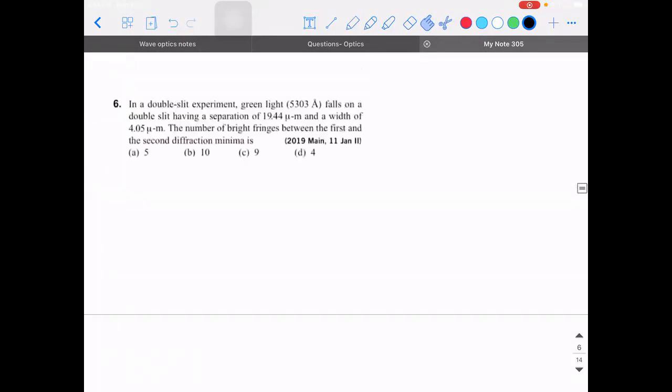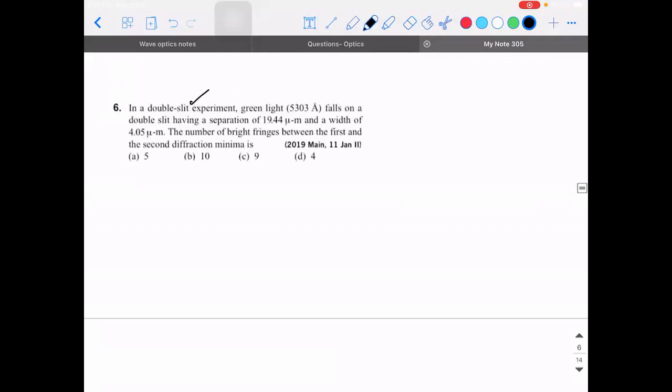Now there is a question like this. You have a double slit experiment in which a green light falls on a double slit having a separation of 19.44 micrometer and a width of 4.05 micrometer. The number of bright fringes between the first and the second diffraction minimum is. So try to draw the diagram and understand what they are asking.